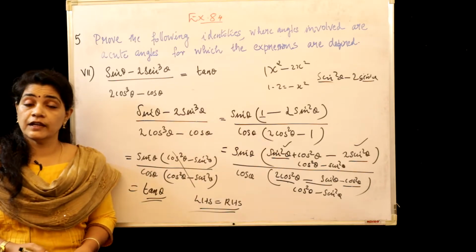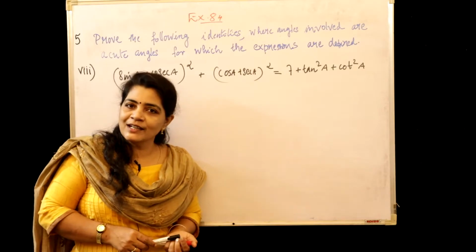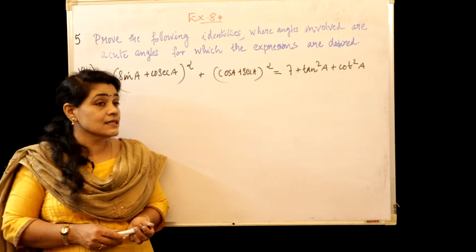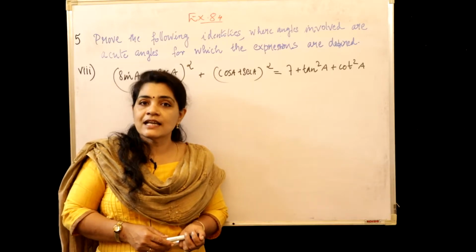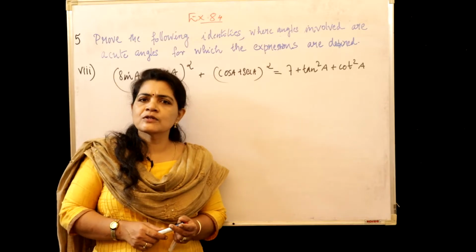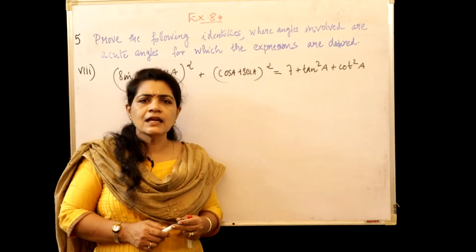This is one of the very important problems of this exercise. Now we have the 8th question, sin A plus cosec A whole square plus cos A plus sec A whole square equal to 7 plus tan square A plus cot square A. Okay, how can this be solved, children? Even if this is a very lengthy identity, this can be easily solved.